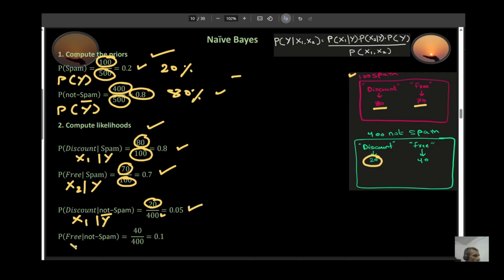Likewise, probability of your X2, given that your Y is not a spam, would be equal to, you just count how many times the word free appears in emails that are not spam. Well, the answer is 40. So it's going to be 40 divided by the total number of emails that are not spam. And the answer is 0.1. So I'm able to calculate this right here. I know this and I know this.